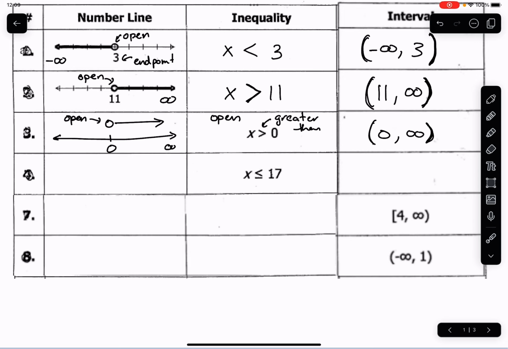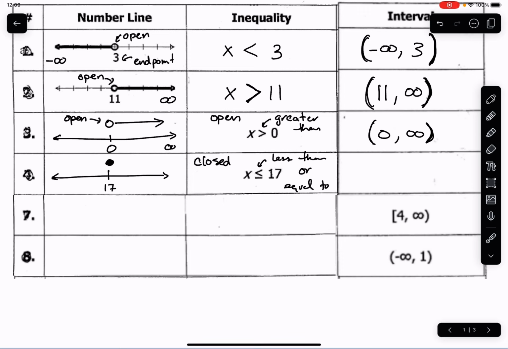Now for number 4. For number 4, we have that x is less than or equal to, which means that this is going to be a closed interval, a closed unbounded interval. So we're using the closed less than inequality. So on our number line, we'll put 17 in the middle. We're going to close the circle on the 17.